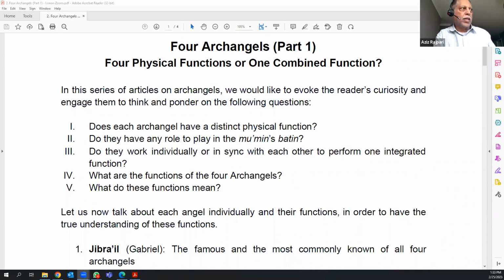All right. So in this series of articles, meaning there are more than one, in this series of articles on Archangels, Muqarrab Farishte, we would like to invoke the reader's curiosity and engage them to think and ponder on the following questions.